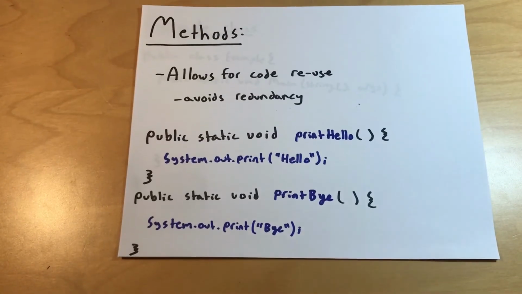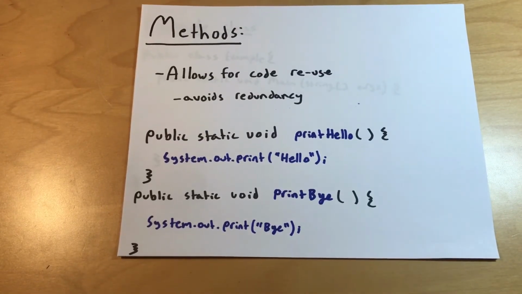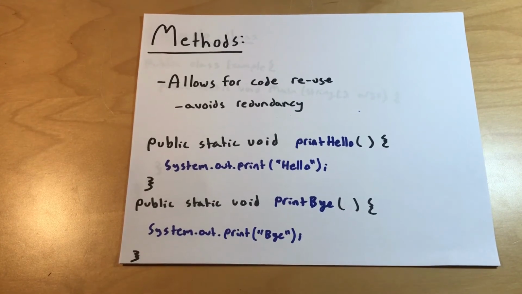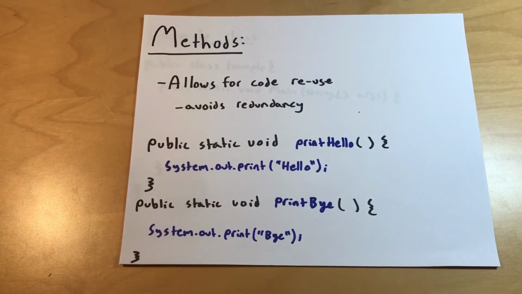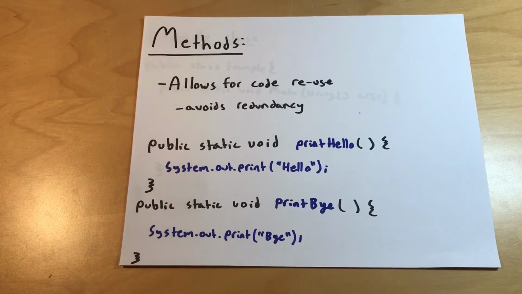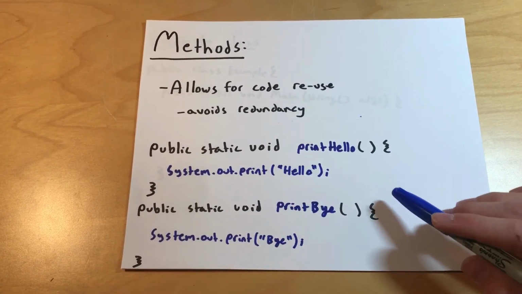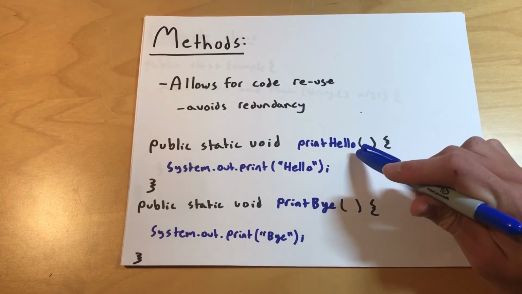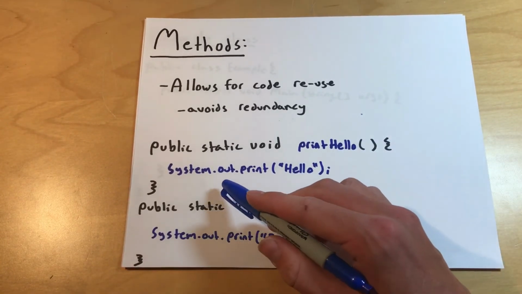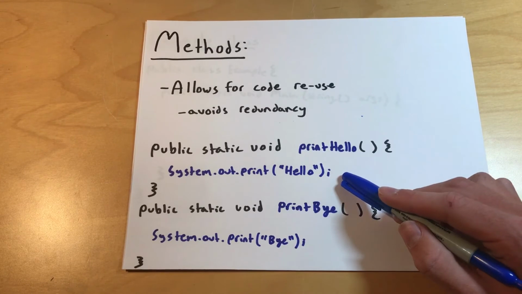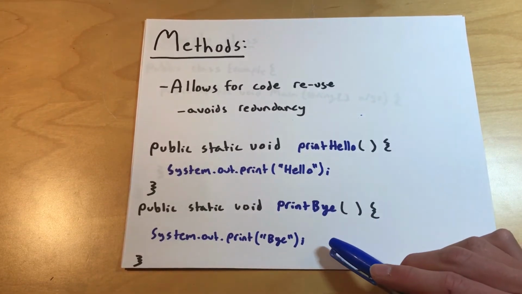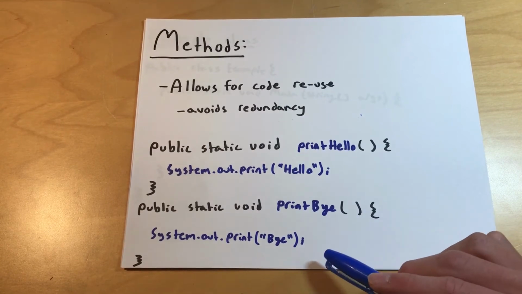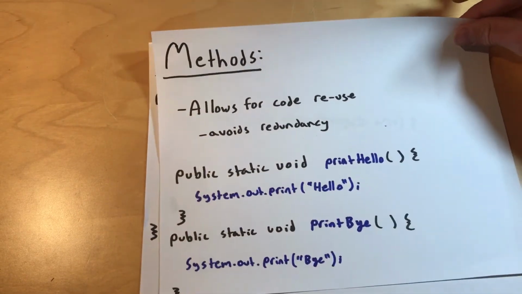So now we're going to learn about methods. Methods allow for code reuse and help avoid redundancy. And these would actually go outside of your main. So as you can see, it's public static void, the name of this method. So the name here would be print hello. And inside of that, it's just a print, which would print out the word hello. And then down here, we have another method called print by, where it prints the word by.